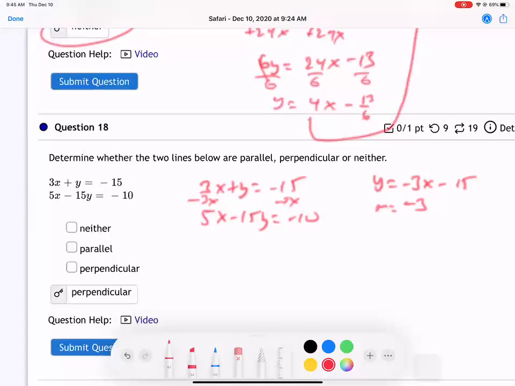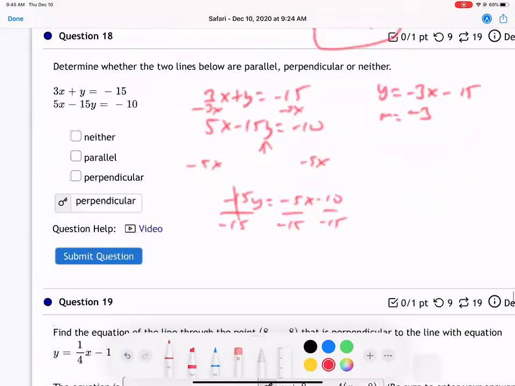Now the second one, solving for y, I want to subtract 5x from both sides. Negative 15y is equal to negative 5x minus 10. We're going to divide both sides by negative 15. Careful, that seems like a big number. So y is equal to, okay, I can reduce this by 5. So it's going to be positive 1/3 x, and we can reduce this by dividing them both by 5. 10 divided by 5 is 2, and 15 divided by 5 is 3. Now my slope here, careful, is 1/3.